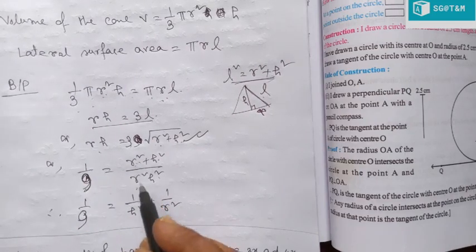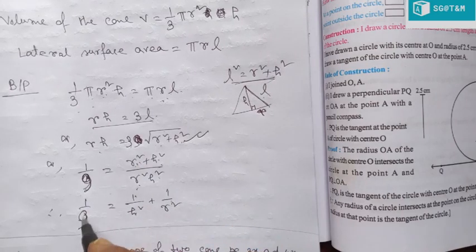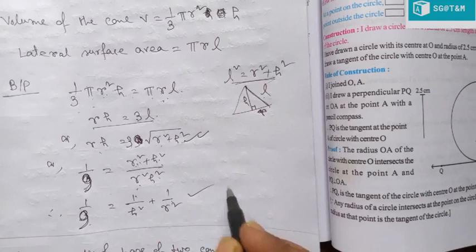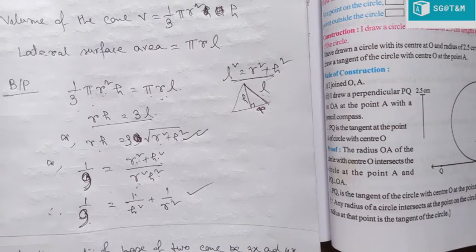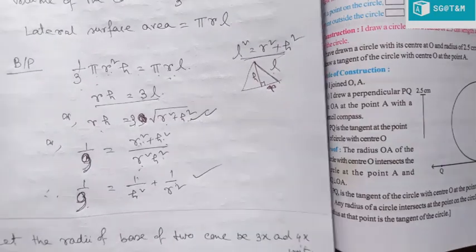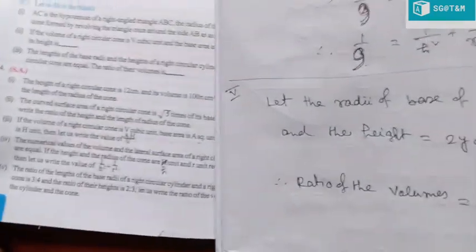So breaking part by part, R square by R square cancel out. So 1 by H square plus 1 by R square is equal to 1 by 9. That is, 1 by R square plus 1 by H square is equal to 1 by 9. This is the value. Next, question number 5 of 14.5.